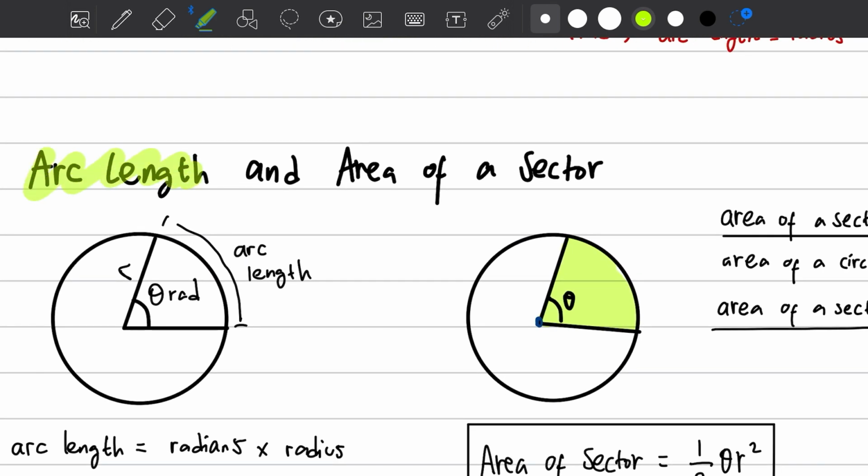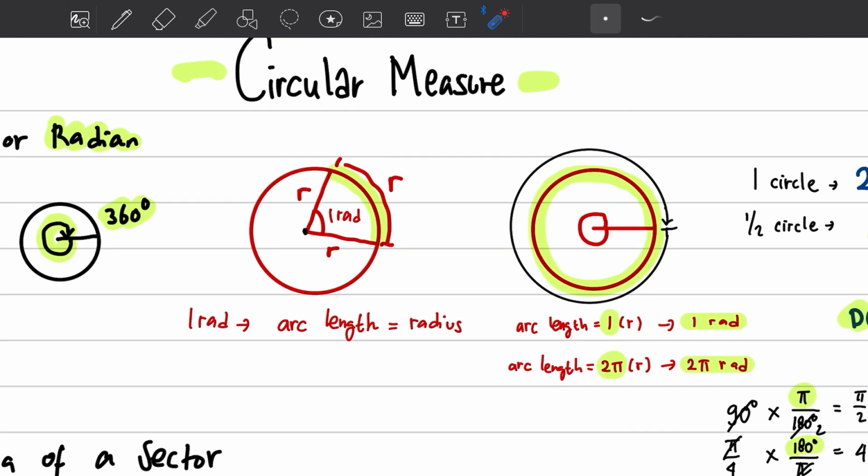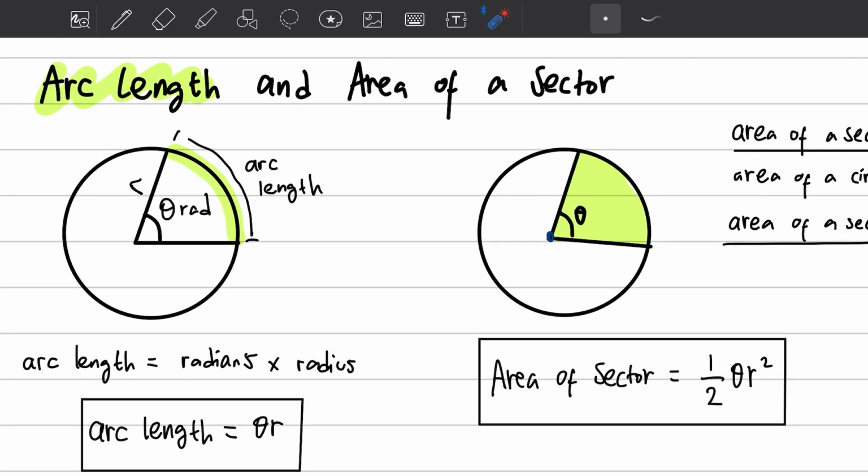We already know that the arc length is part of the circumference. This is our arc length. Arc length is just part of our circumference of the circle, the length of this arc. Now, because we know that for 1 radian, the length of the arc is 1 r, 2 radian, 2 r, 3 radian, 3 r. If I have theta radian, the length will be theta r. So the formula of the arc length is just theta times r. Theta is the angle in radian, multiplied by its radius.